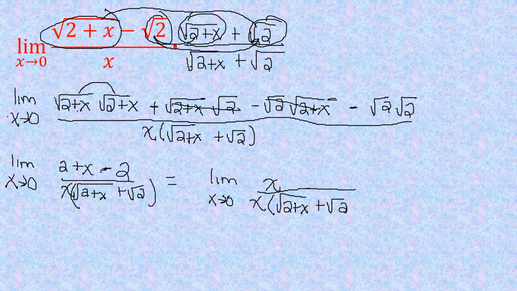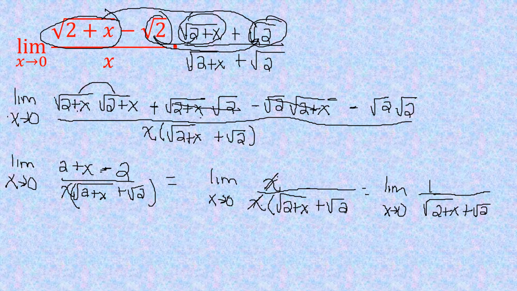Okay, now, if I do a direct substitution, I get 0 over 0 again. Bummer. But look at this. I can now factor. And when I factor, the x's cancel out. So now I have, again, I'm still writing the limit because I have not taken the limit yet, of 1 over square root of 2 plus x plus square root of 2. Now I can just do a direct substitution. When I do a direct substitution, I will no longer write the limit. I will replace x with 0.